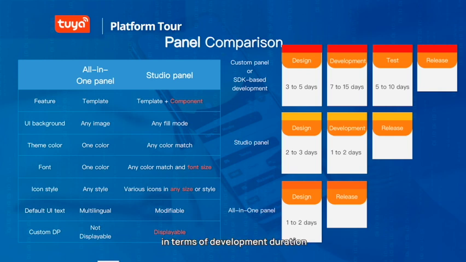In terms of development duration, the all-in-one panel takes effect immediately after the style is set. By contrast, you must build components for the Studio panel and spend time developing and testing the SDK-based panel and Tuya customized panels. We suggest our customers select the all-in-one panel and the Studio panel.